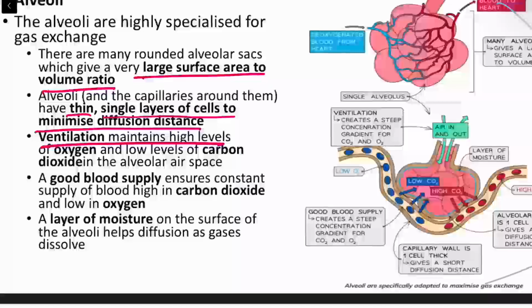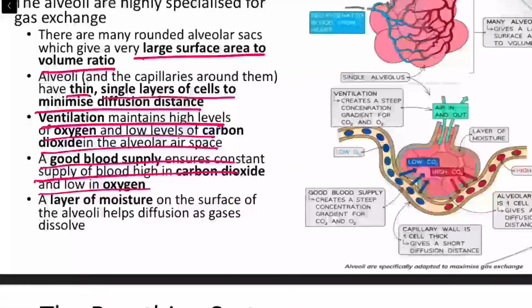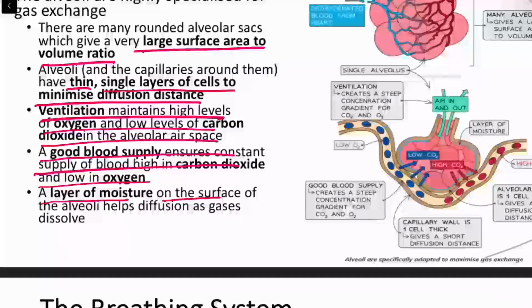Ventilation. Ventilation, that is breathing. Breathing in and out maintains a concentration gradient. Good blood supply maintains a concentration gradient for carbon dioxide to leave the blood and oxygen to enter the blood. A layer of moisture on the surface helps diffusion as gases dissolve.